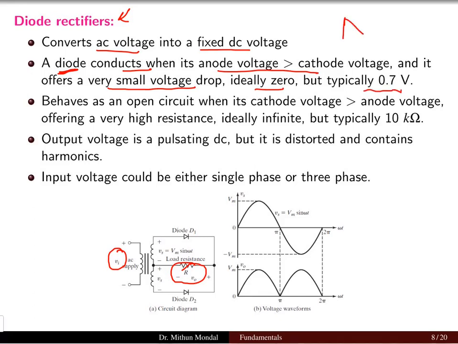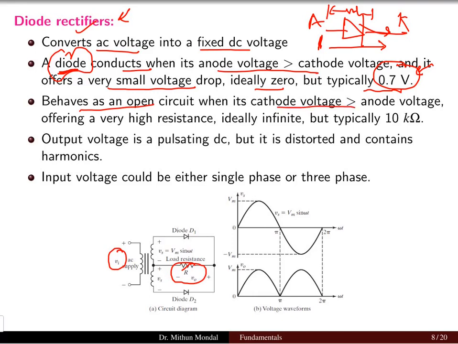Now a diode has terminals anode and cathode, and it is a unidirectional device, meaning the current will flow from anode to cathode. There will be some forward voltage drop in the diode, approximately 0.7 volt. So if we supply any voltage between anode and cathode which is more than 0.7 volt, then the current will start flowing. This diode is the major fundamental device in the rectifiers, and it behaves as an open circuit when the cathode voltage is more than the anode voltage. In that case it offers a very high resistance, typically 10 kilo ohms. So resistance will be high and it will act as an open circuit.